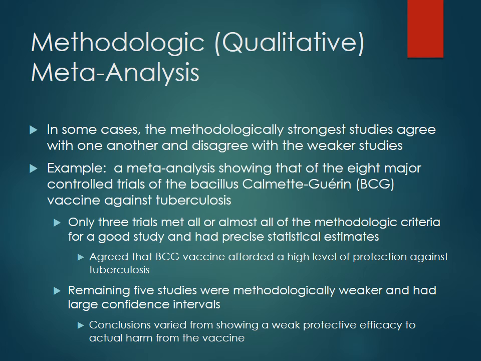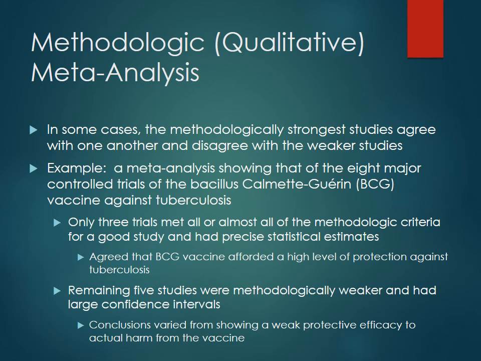So they all agree that the BCG vaccine afforded a high level of protection against TB. On the other hand, they saw that the remaining 5 studies were weaker and had large confidence intervals. Right. So large confidence intervals means what in the quality of the data? It's not as tight. It's very variable, right? So there's lots of variance in there. Again, usually a reflection of the population size or the sample size.